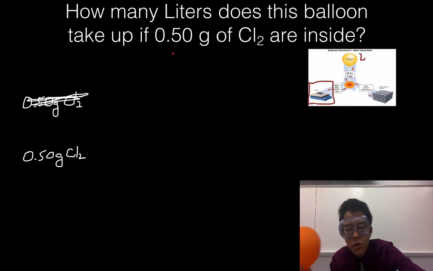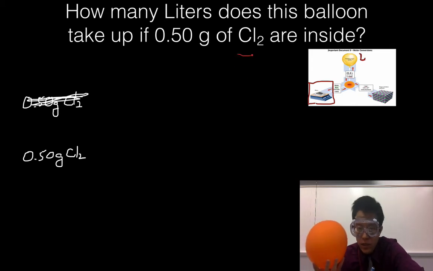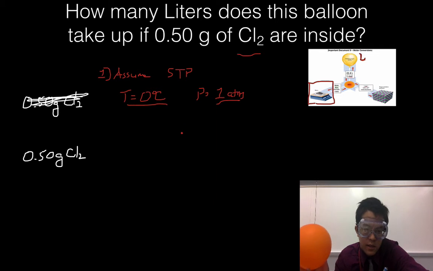Now, there's an important thing I need to do here, because getting to liters only works for gases, first of all. Cl2 is a gas, so that's okay. But second of all, I need to assume that we are at STP, standard temperature and pressure. This means that the temperature equals 0 degrees Celsius and the pressure equals 1 atm. Those are both important things.